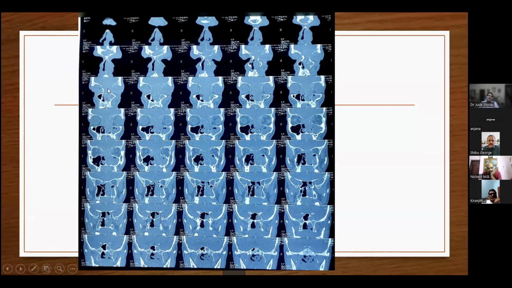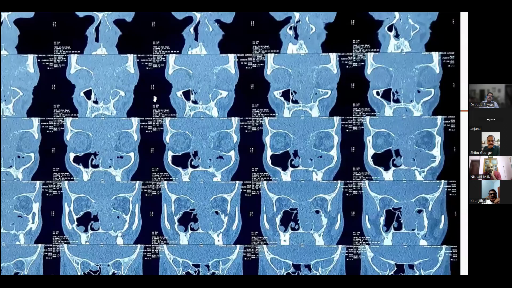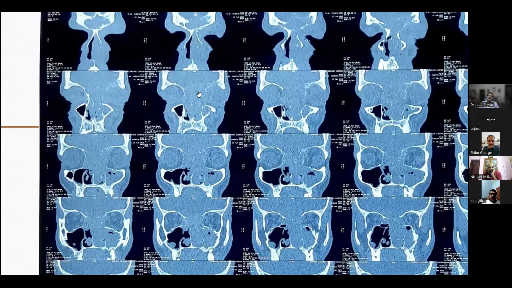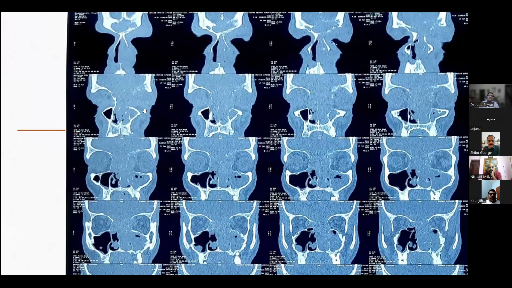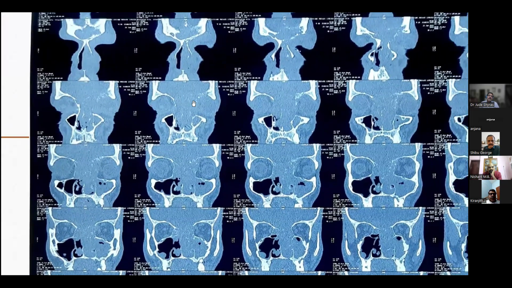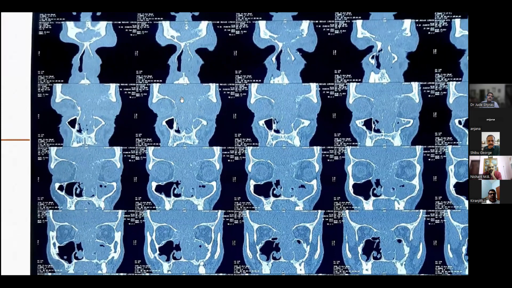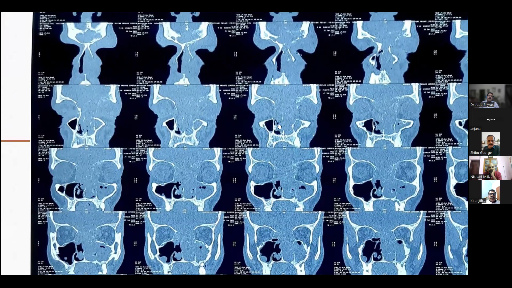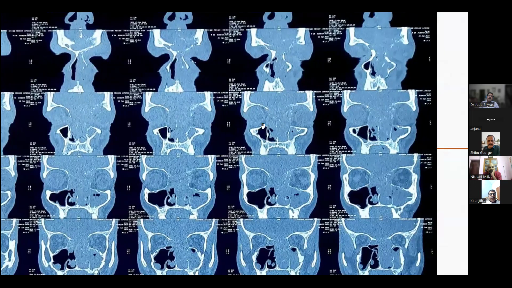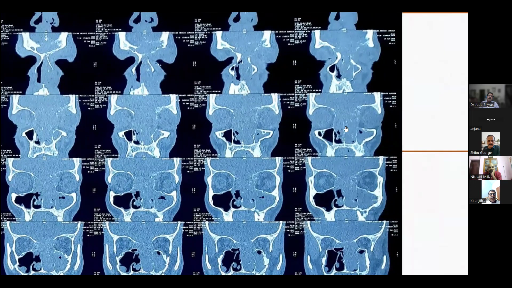Can we zoom it a little? So going posteriorly, it was seen eroding the lamina papyracea, the roof of the frontal sinus. And there were polypoidal mucosal changes in the left maxillary sinus also. And we can see a soft tissue.